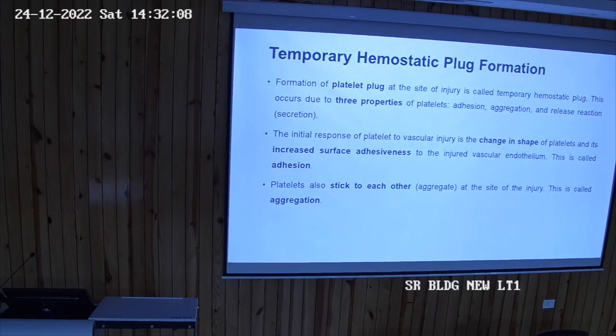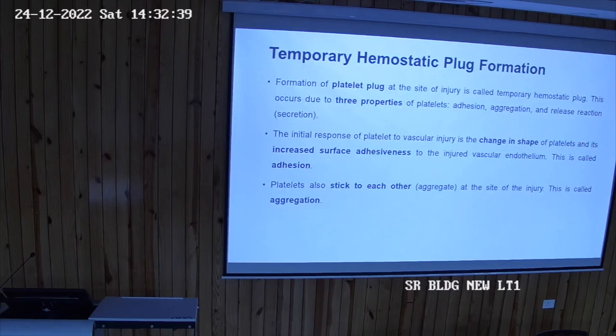Please focus on this. The initial response of platelets to vascular injury is a change in the shape of platelets. It increases in its size. Okay, it increases surface adhesiveness to the injured vascular endothelium. This is called adhesion. Why is adhesion possible? Because there is an increase in the size of the platelet. When there is an increase in the size of the platelet, there will be increased surface adhesiveness.